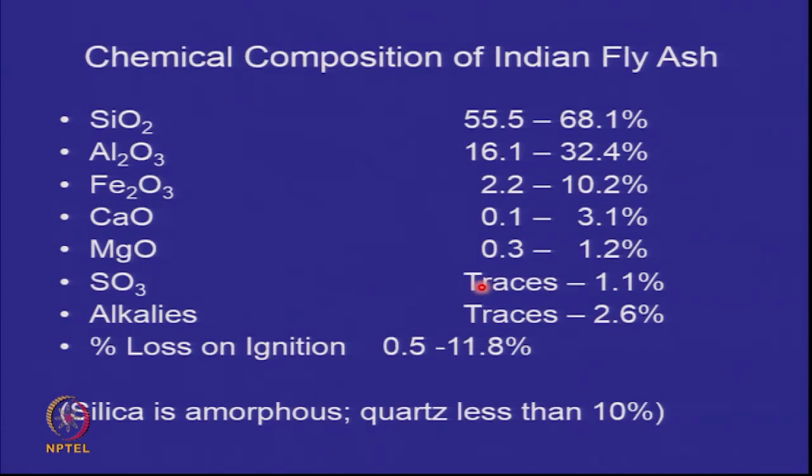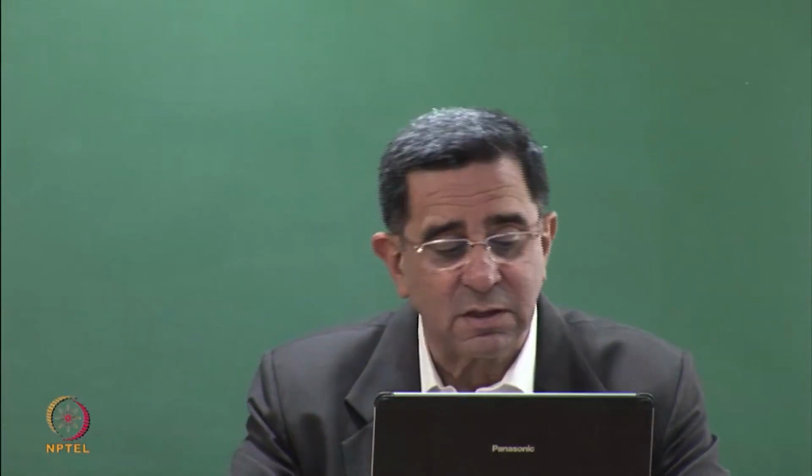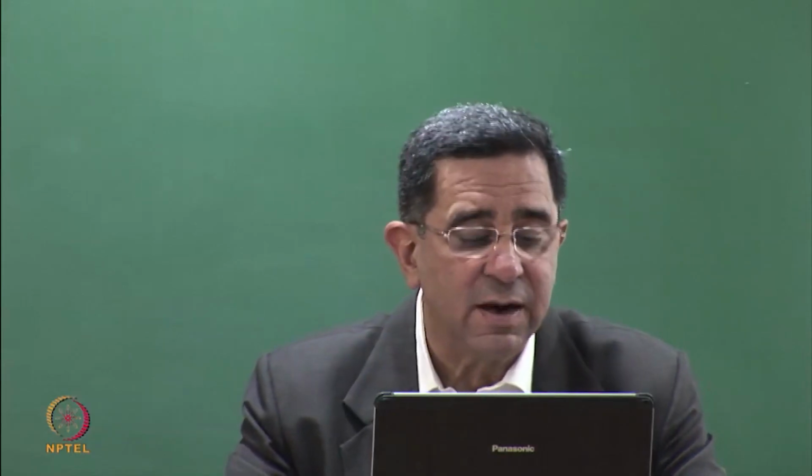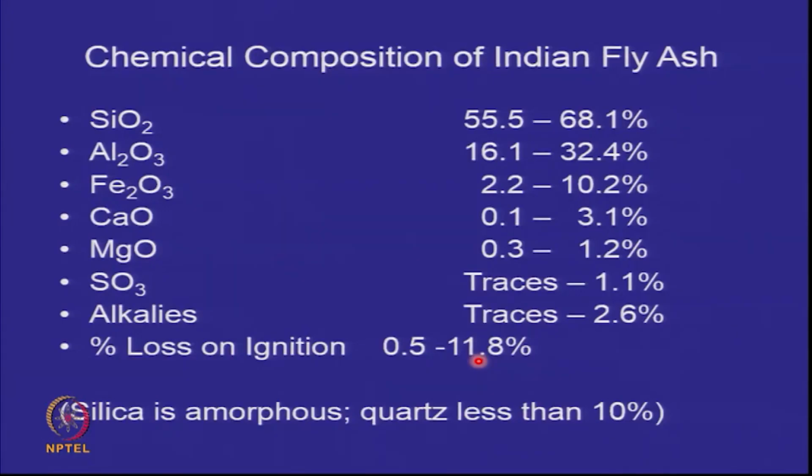Sometimes the coal will have sulfur in it, so when you burn it, you will get sulfates. And sometimes there will be unburnt carbon in the coal, so even after you get the ash, if you burn that ash, that means all the coal has not burned, and sometimes you will have as much as 10 to 11% loss on ignition. This is not a good quality ash. We would like loss on ignition to be as low as possible as far as the ash is concerned.